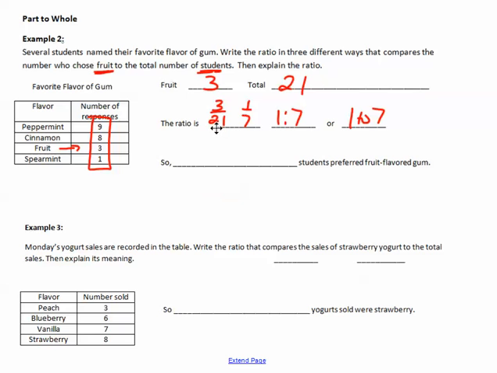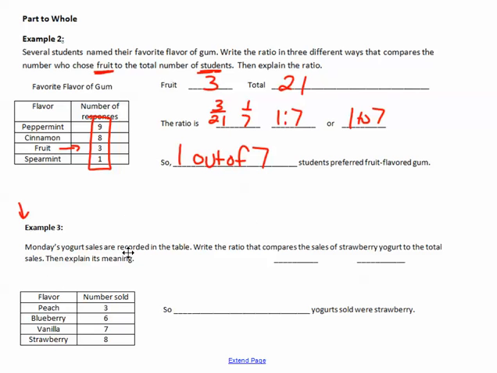Okay. So what that means is for every one, let's see how the wording is. So 1 out of 7 students preferred fruit flavored gum. Okay? All right, you try number 2 here.